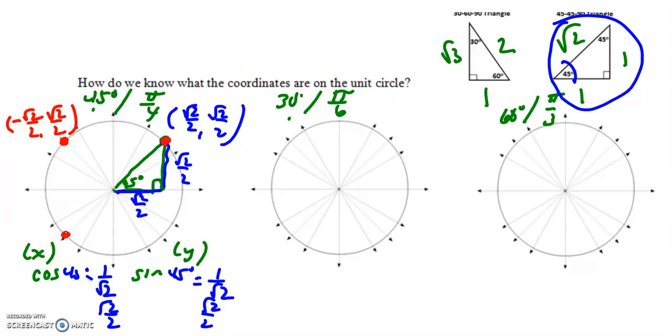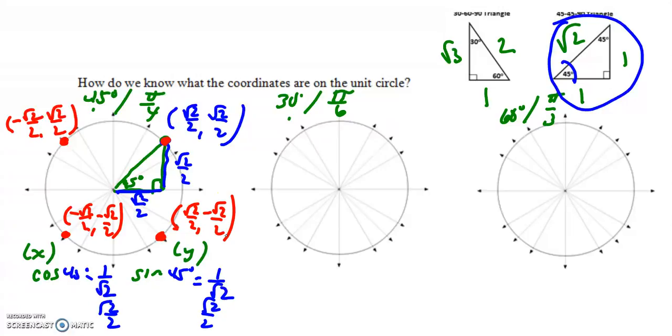In the third quadrant, we have two negative values for x and y, so we'd have this point being negative root 2 over 2, comma, negative root 2 over 2. And this point in the fourth quadrant, x is positive, y is negative, so it would be positive root 2 over 2, comma, negative root 2 over 2.